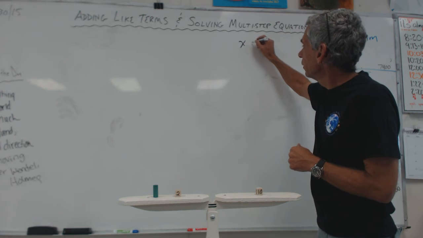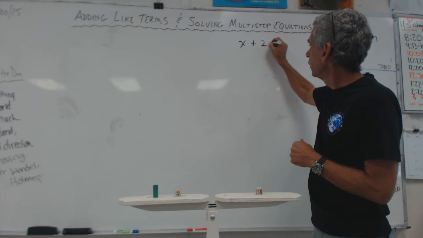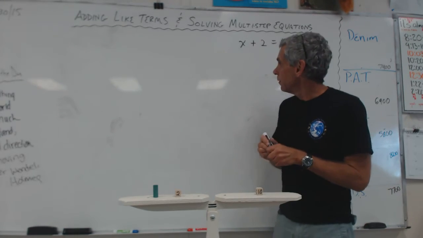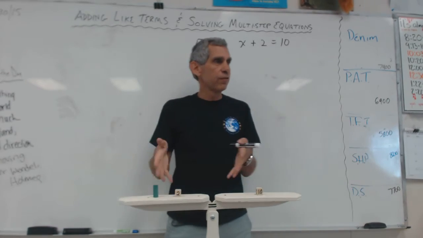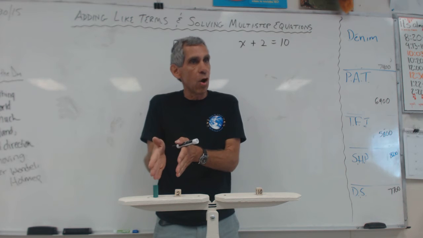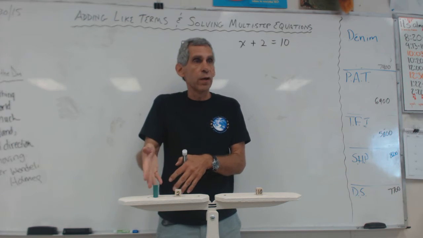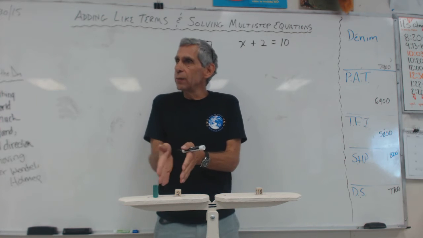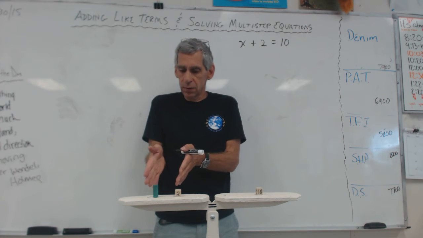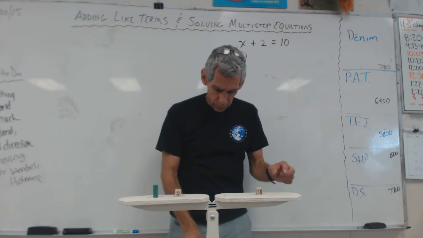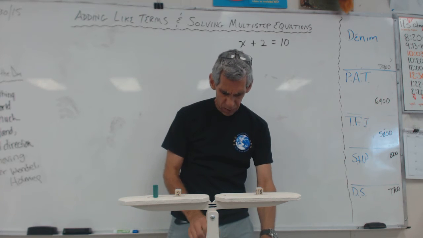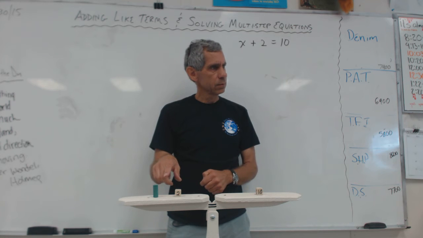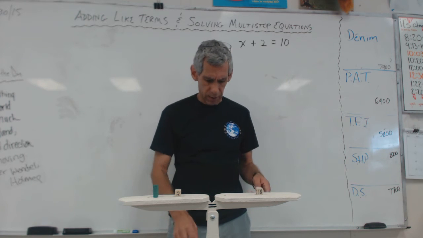So x plus 2 equals 10, right? Now, I want to simplify this. I want my x's all by themselves. In this case, there's only one x. I want my 1x all by itself. So what do I have to remove from this side to get my x? All right, the 2. So you gotta divide both sides by 2. Then that 10 will become 5. Wait. Oh, you have to subtract, right? Subtract.